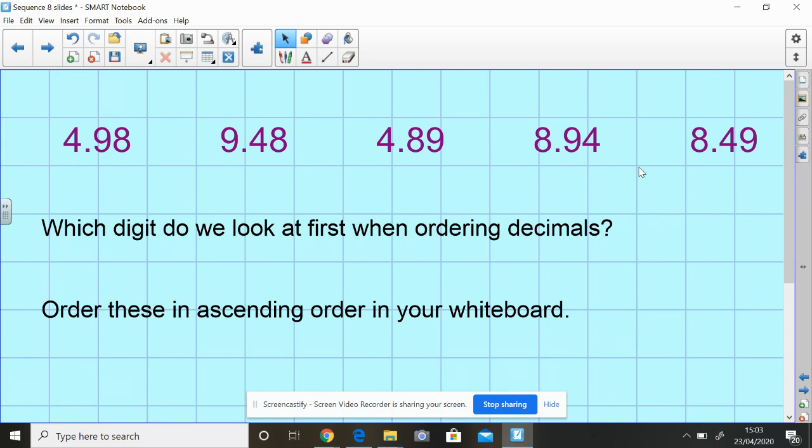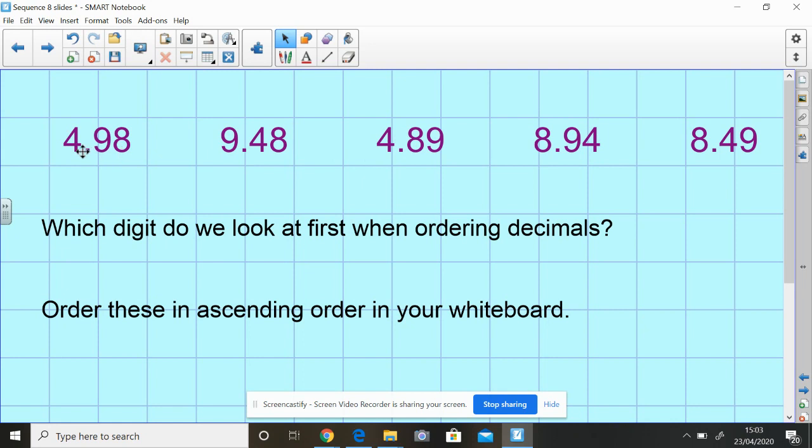So firstly, what you need to do is think, what does ascending order mean? Ascending order means from smallest to largest. So if I want to order these numbers from smallest to largest, I need to go through all of the numbers. So we look at the ones column first. So we have a 4, 9, 4, 8, 8. So we're going from smallest to largest, and the smallest number in the ones column is 4. So I've got a 4 here and a 4 here.